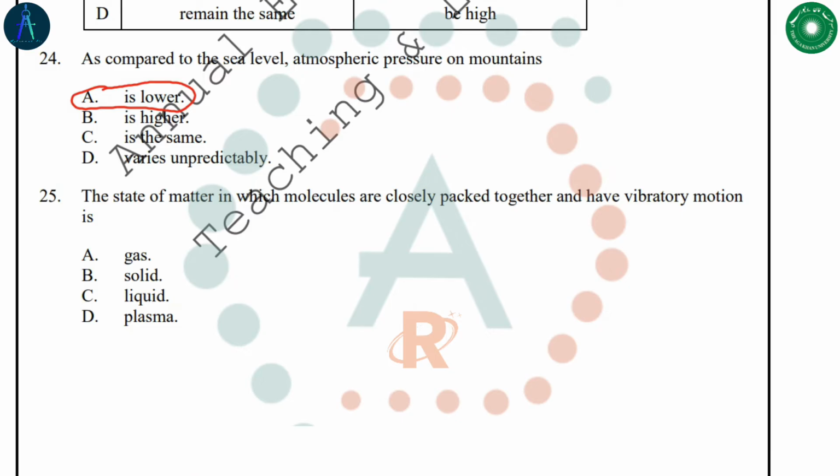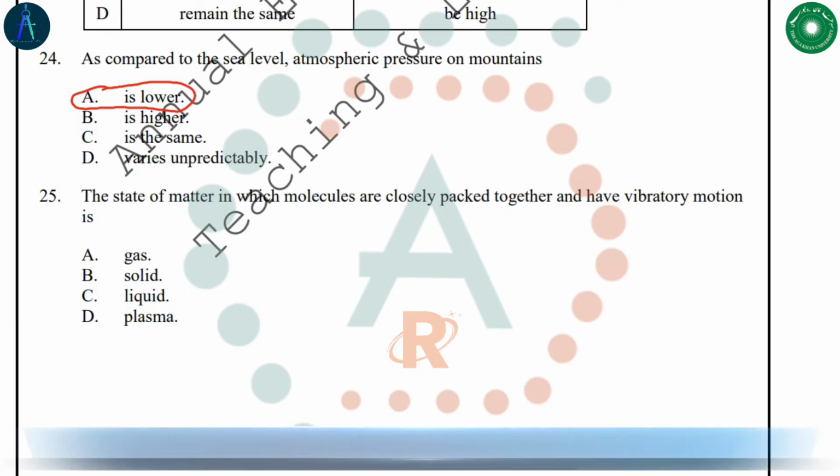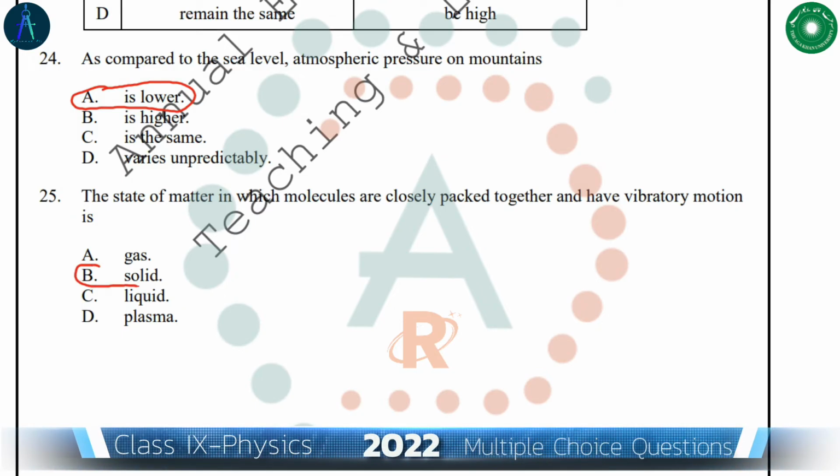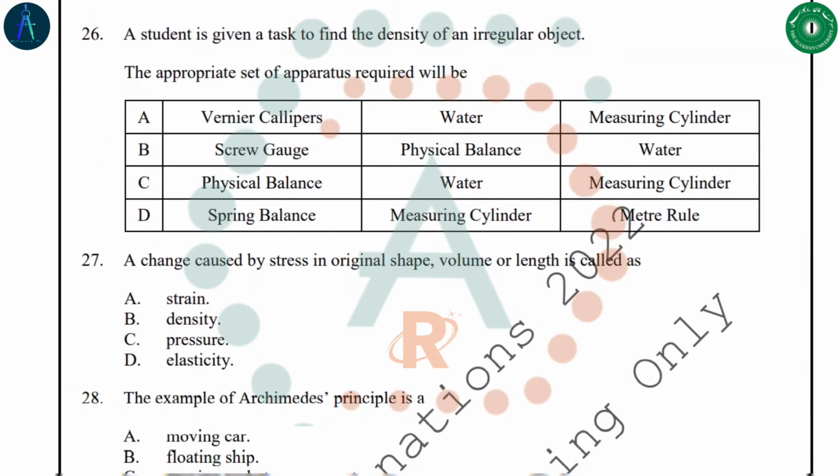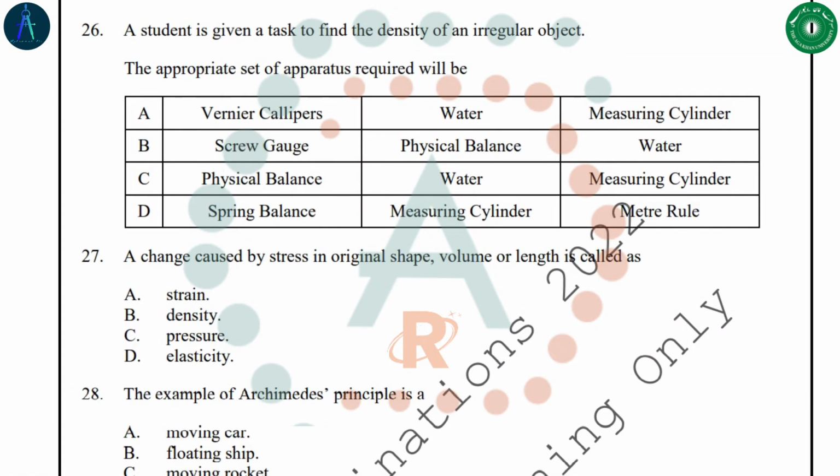The state of matter in which molecules are very close together and have a vibratory motion is solid. So this is one of the basic properties of a solid, that in solids, particles are tightly packed and they are in the state of vibratory motion.